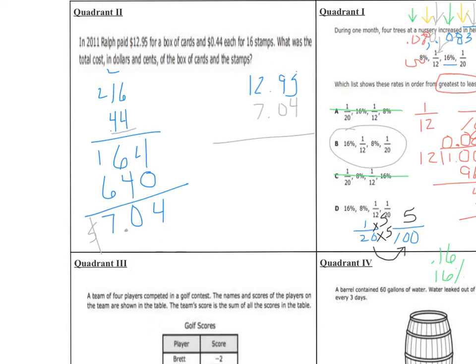9 plus 4 is 5. 9 plus 4 is 9. 5 plus 4 is 9. 9 plus 0 is 9. 7 plus 2 is 9. And then the 1. So he spent $19.99 for all of his items that he bought.